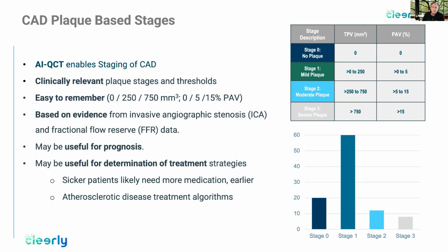And we also think it will be useful for determination of treatment strategies, right? Sicker patients need more medication, just like all the other disease processes that we're familiar with. The more advanced your disease stage is, the poorer your prognosis will be, the more and stronger medication you would potentially benefit from. We do anticipate there'll be some atherosclerotic disease treatment algorithms based upon this staging system, as we discussed today. Hopefully those currently undergoing peer review will be out to guide us all to using these staging systems in the near future.